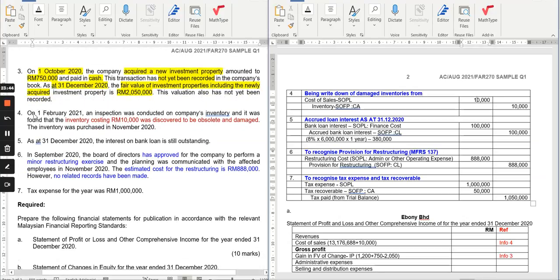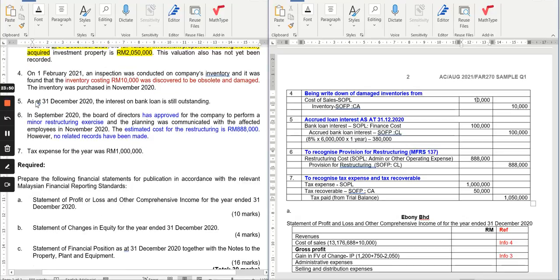Next, we go to number 4. Number 4 we have done, right? Okay, number 5 is on loan. This is just some accrued adjustment. So for that part, loan interest is still outstanding.